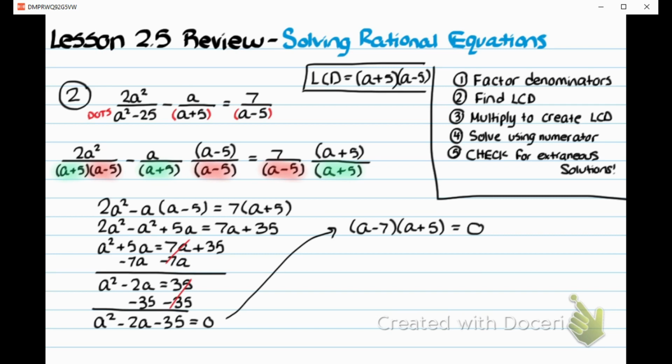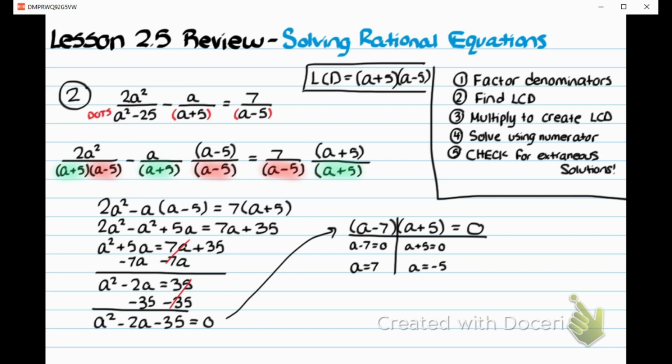Equals 0. You do your t-chart and you solve. So remember, when you're solving, that means you're setting each factor that you have equal to 0. When I bring over the 7, that would leave me with a equals 7. And when I bring over the 5, that would leave me with a equals negative 5. Okay, we're not done until you check it.